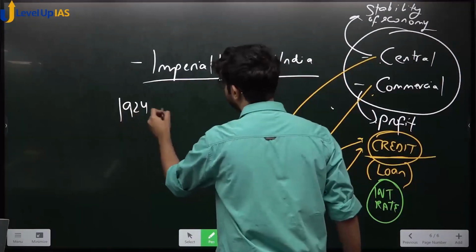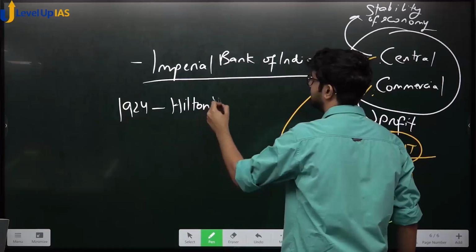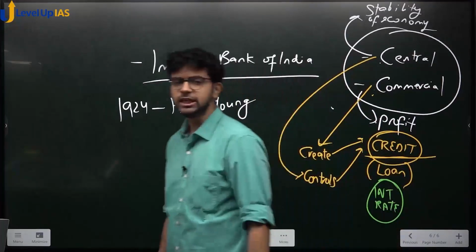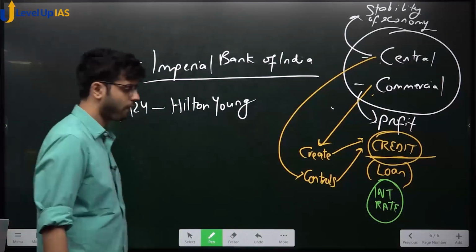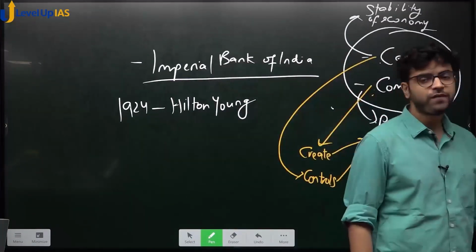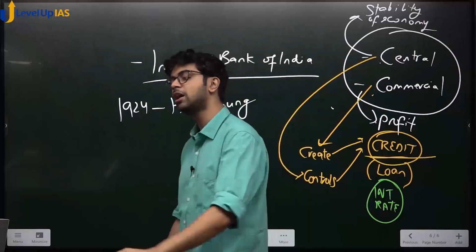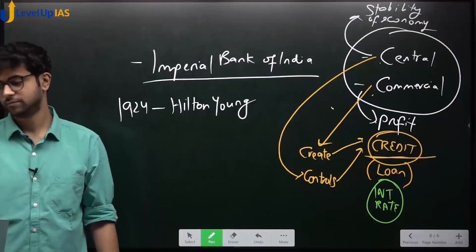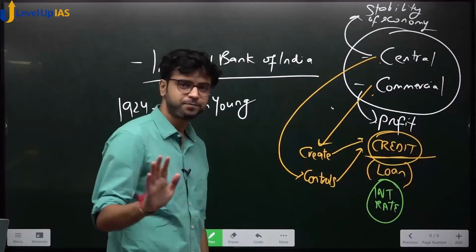The committee name is very important. The committee name is Hilton Young Committee. Okay. The committee name is Hilton Young Committee in 1924. They asked the committee to look into the feasibility of separating the central banking functions of Imperial Bank of India and the commercial banking functions of the Imperial Bank of India. Samjha? Committee recommended you have to separate.